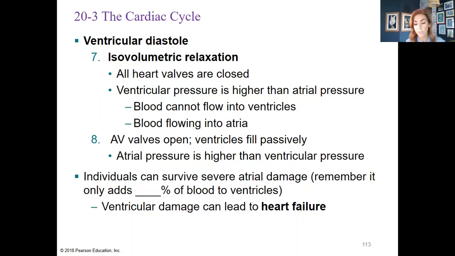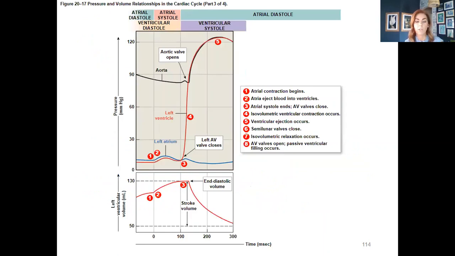Okay, so that is your cardiac cycle. That is how that is going to work. On this picture here, if you look in the book, the next two slides are all together on one big picture, but I couldn't get it all on the same slide.